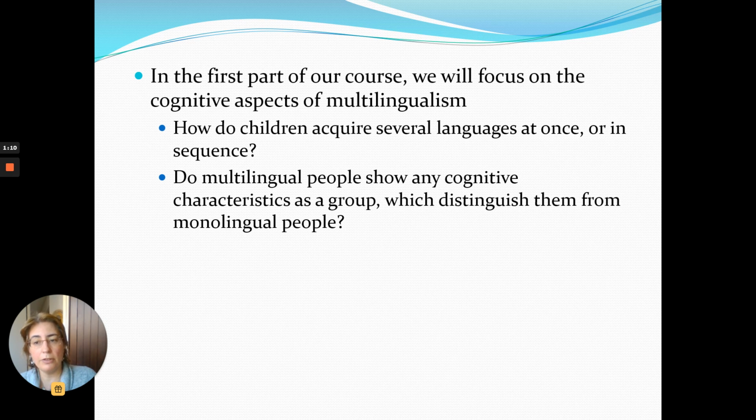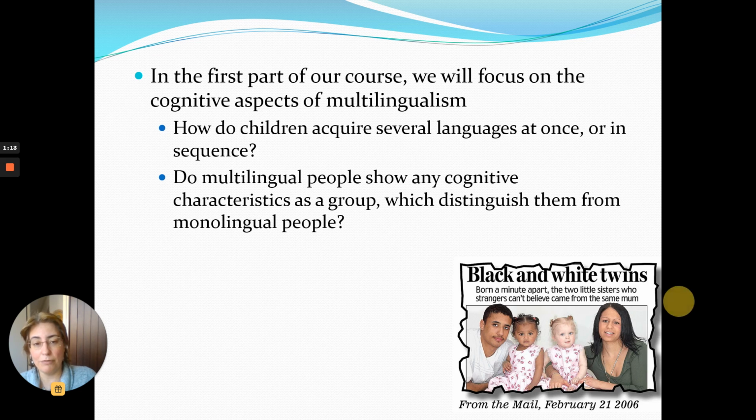And whenever you talk about cognitive characteristics as a group, you have to be very careful, because you assume that two groups are going to be the same except for the variable that you are studying, which here would be being monolingual versus being multilingual. And of course, that is very complex because people are different on a whole array of parameters, not only on speaking only one language versus many languages. So that I'm going to be repeating all the time.